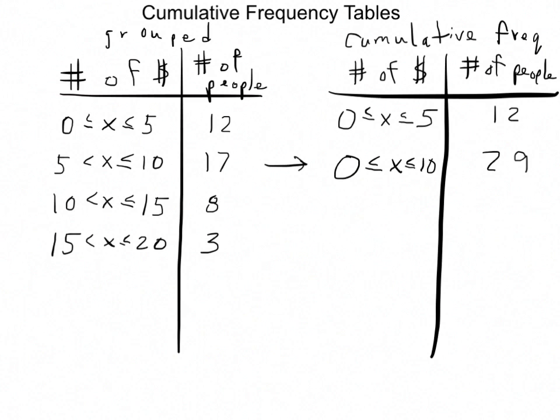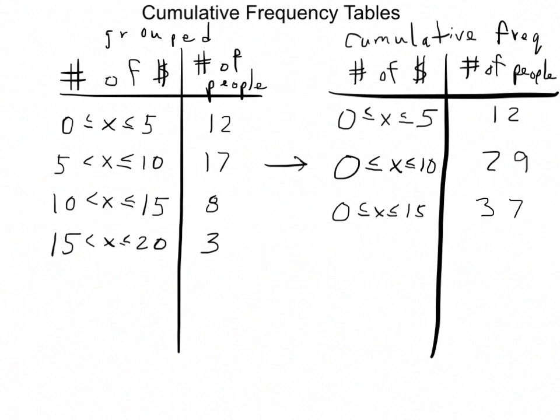My next category down would be between 0 and 15. And between 0 and 15, you have not just the 12, not just the 17, but also the 8. So the quick way to do this is to say, well, there have been 29 so far, plus 8 more in the 10 to 15 range. So 29 plus 8 gets us to 37.